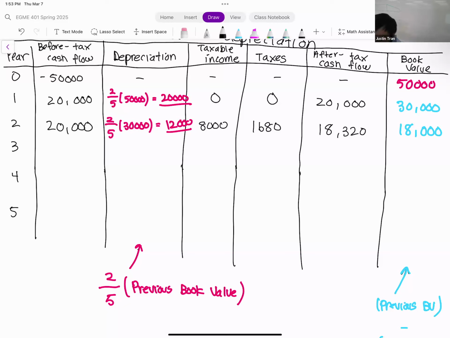All right, let's do the next row now. So year 3. Our income in year 3 is going to be 20,000 as well.